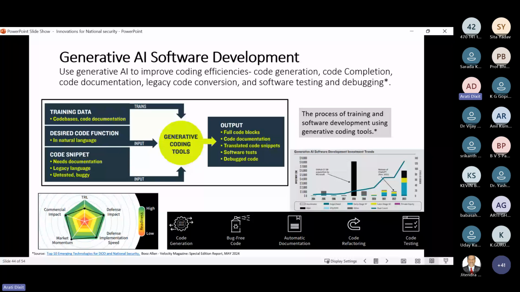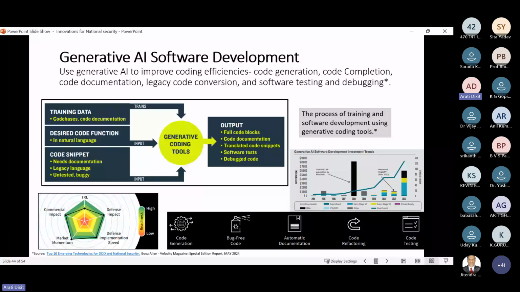And as you see in the diagram here, generative coding tools. So we have training data, desired code function, which is in natural language. You just tell it in plain English, and I'm sure it will eventually come in all regional languages too, and a code snippet, maybe some legacy languages there, and some proposed testing method and so on. And that generates the code completely. It also does the documentation and does the testing and also has a debug code available.